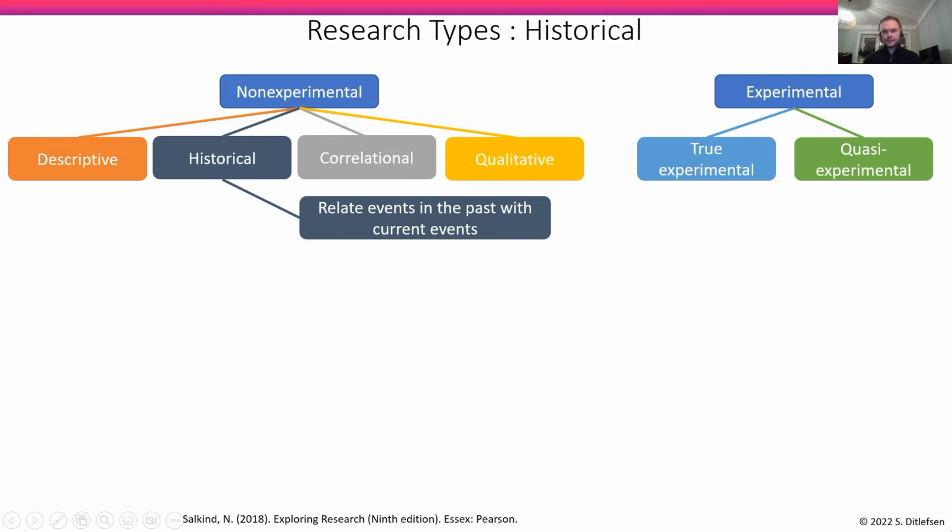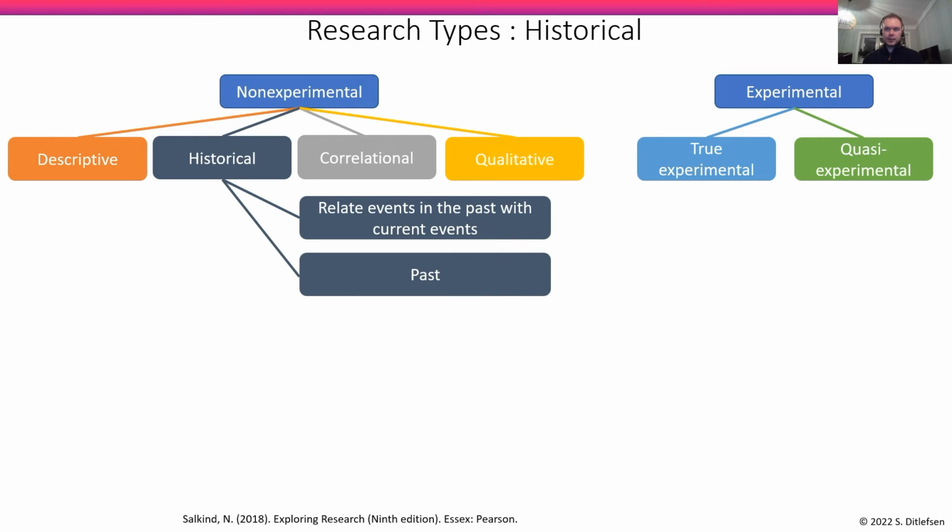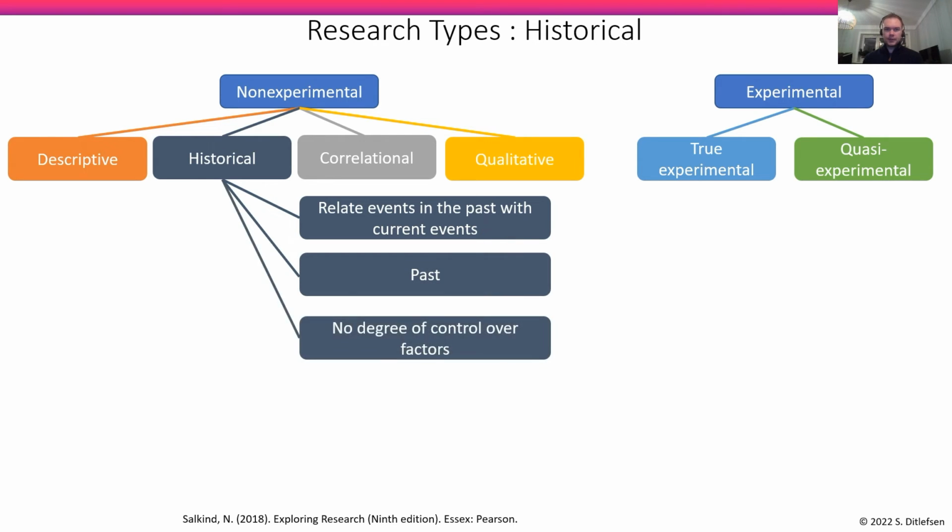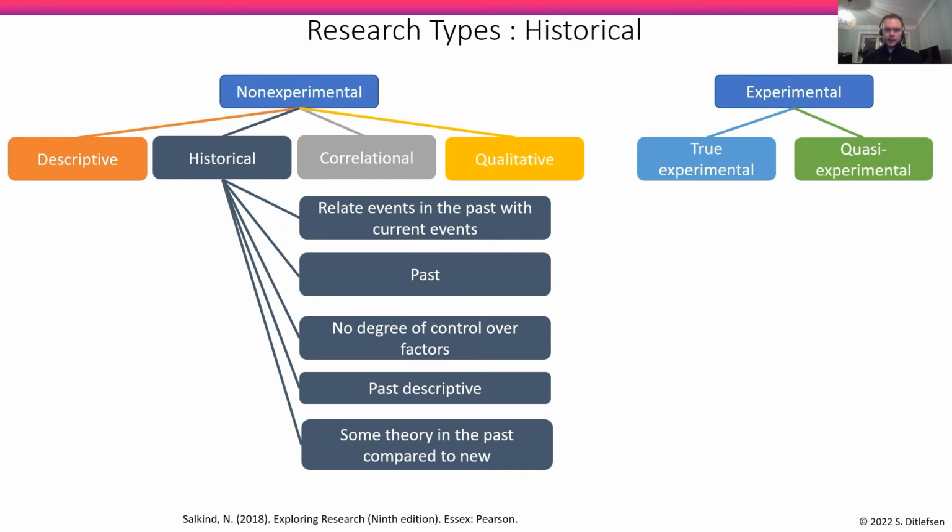Historical. It's relating events in the past with current events. Something in the past with something now. So we have the keyword past, and of course we have no degree of control over factors because the events have already occurred. And we do past descriptive. Some theory in the past compared to a new theory. This is an example of a research.